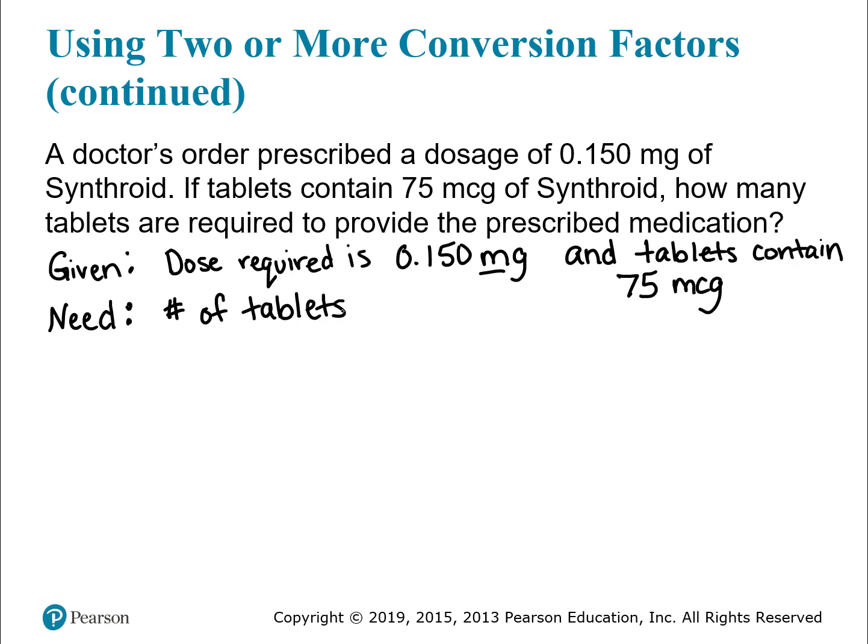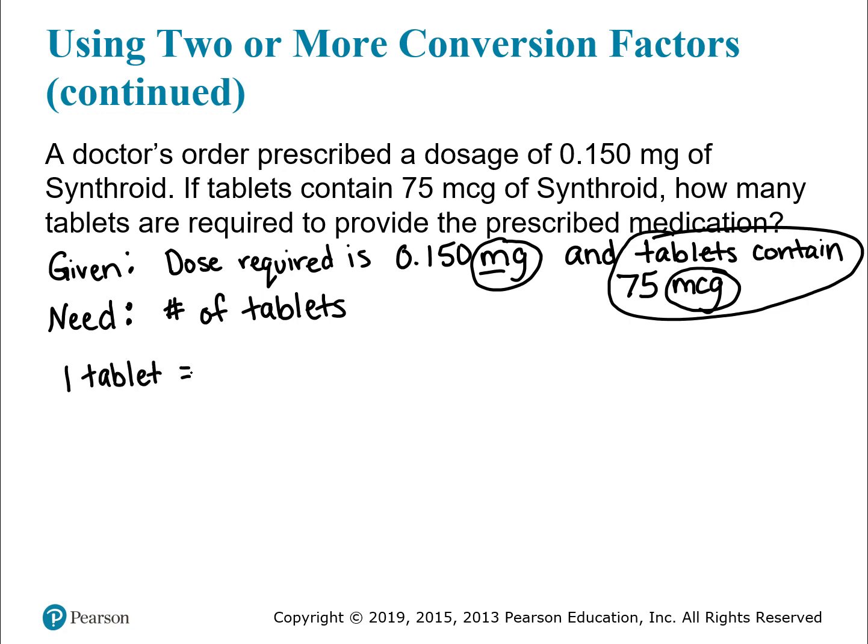So it doesn't seem like we have enough to write an equality, but we actually do. The part that we're going to write an equality about, we're certainly going to talk about these tablets. And then we have to do something to relate milligrams and micrograms. So let's start with the easy one first. One tablet is equal to 75 micrograms. So that's one equality that we know just from the problem.